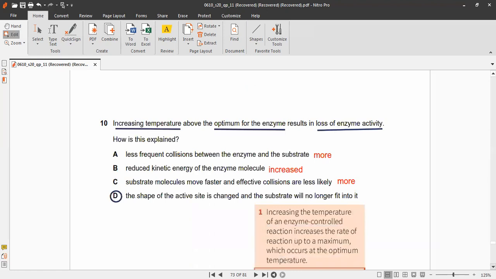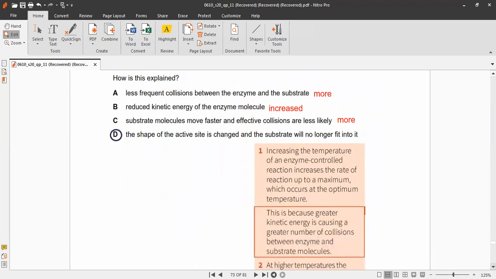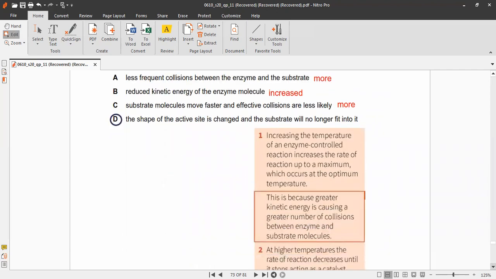Increasing temperature above the optimum for the enzyme results in loss of enzyme activity. How is this explained? Yes, the shape of the active site changed and the substrate will no longer fit into it.